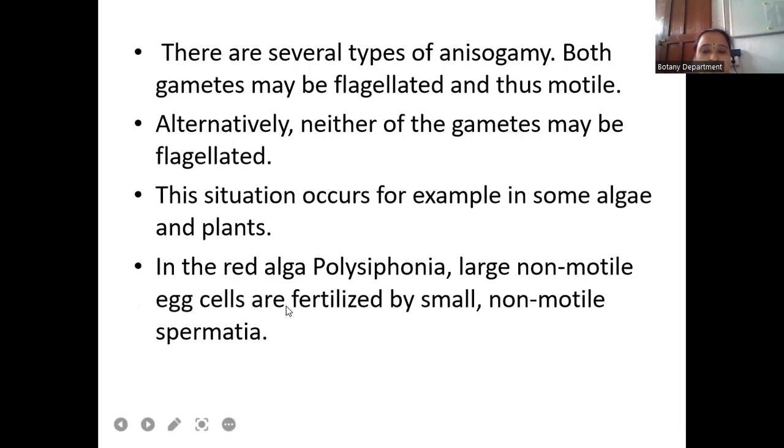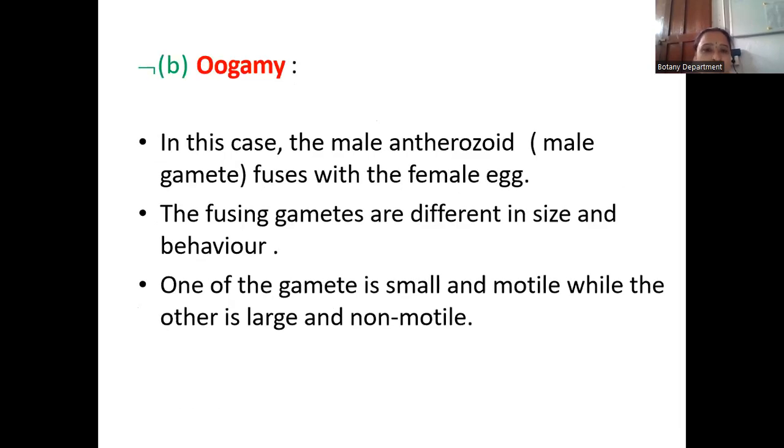This is the anisogamous type. You can observe it in the rhodophycean member Polysiphonia as an example. The third next one is the oogamous.